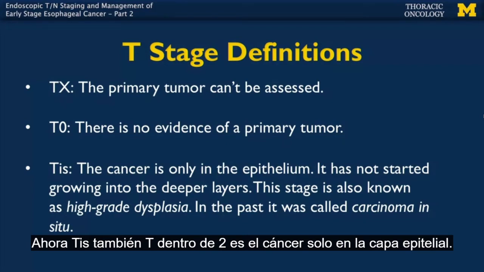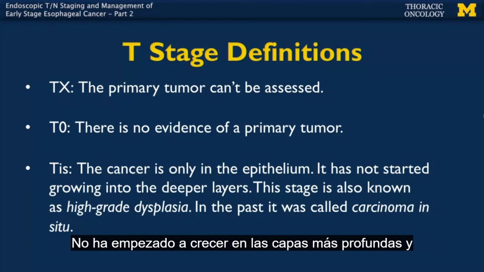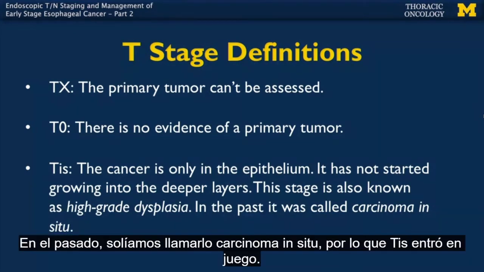Now, TIS, also T in situ, is the cancer only in that epithelial layer. So it's that tissue above the lamina propria or layer 1. It has not started growing into the deeper layers, and this is also known as high-grade dysplasia. In the past, we used to call it carcinoma in situ, which is why TIS came into play.